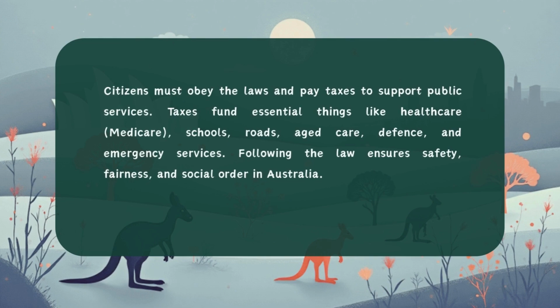Citizens must obey the laws and pay taxes to support public services. Taxes fund essential things like healthcare, Medicare, schools, roads, aged care, defence and emergency services. Following the law ensures safety, fairness and social order in Australia.